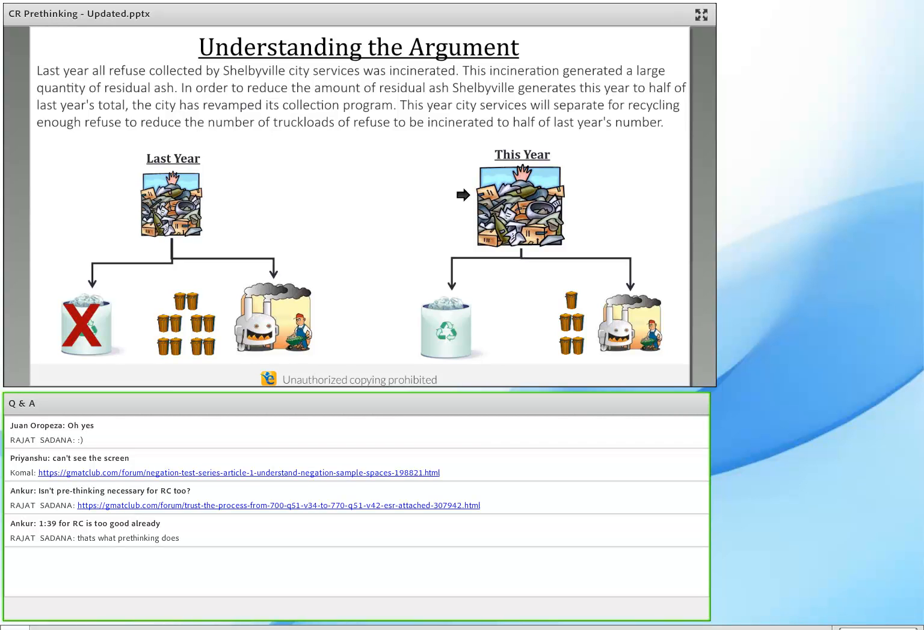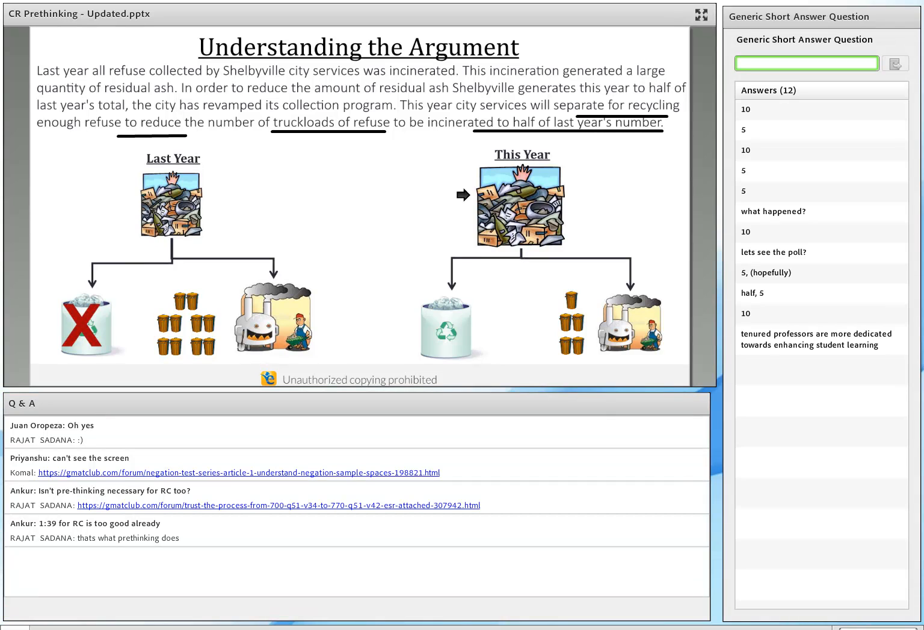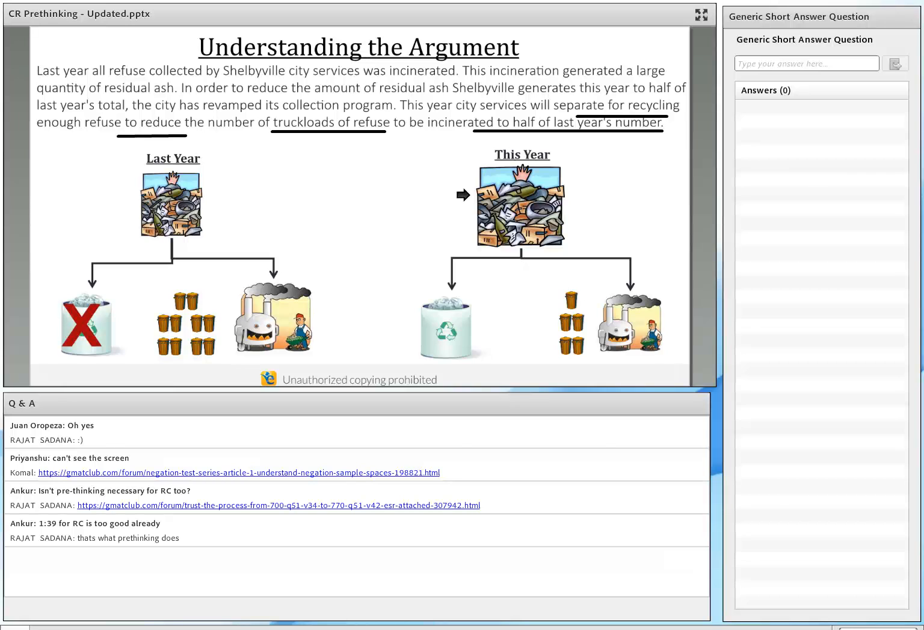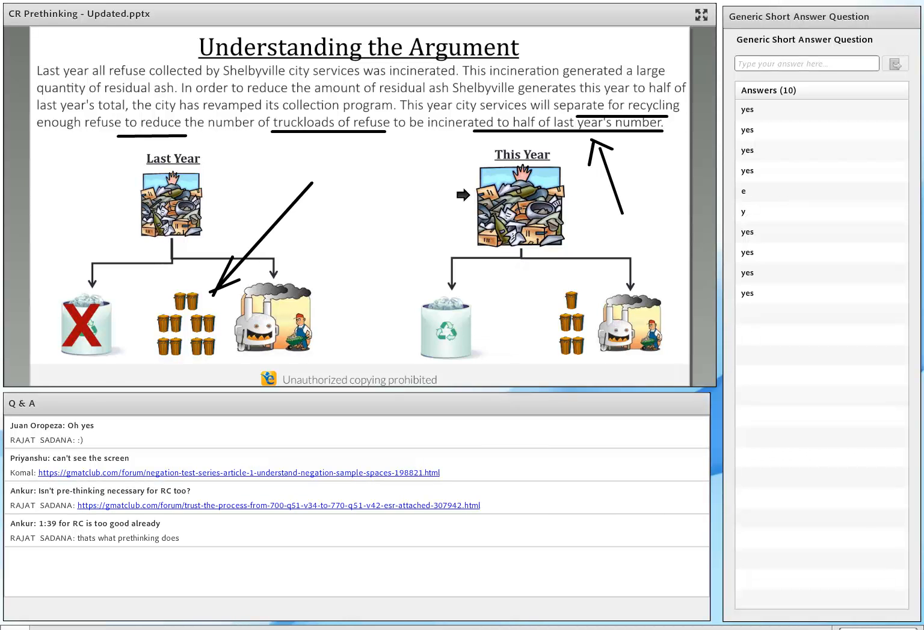This year, city services will separate for recycling enough refuse to reduce the number of truckloads of refuse to be incinerated to half of last year's number. So what are we saying over here? We are saying, regardless of how much garbage you collect, I'm only going to send half as many trucks as I did last year. Can everyone see this? To half of last year's number. Even if you collect 100 times the refuse, you're only going to send 5 trucks, if you sent 10 trucks last year.